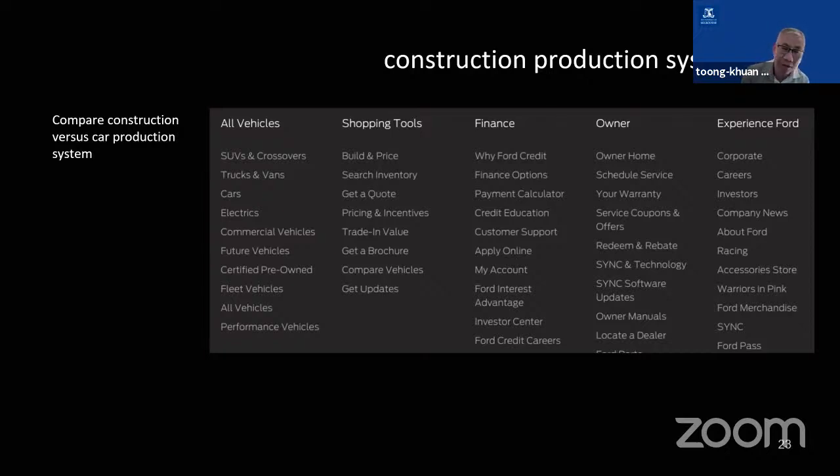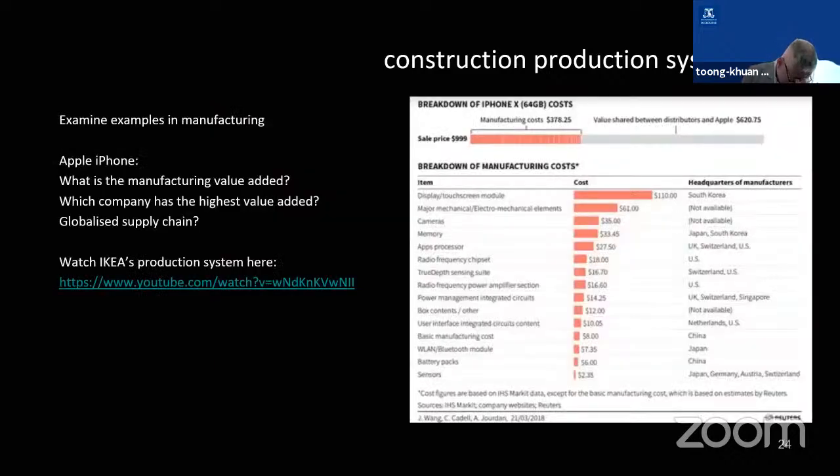Now, another point I want to make is when we compare another example in manufacturing, which is a couple of years old now, the iPhone 10. If you look at the total selling price of the iPhone 10 versus its manufacturing cost, the manufacturing cost is around $400, while the selling price is around $1,000. If you break down the manufacturing cost, you can see that the display is the most expensive, then you have other components, and you can see that the components come from all over the world. This is what we call the globalization of manufacturing. Many components come from where? If you look at the list, it's South Korea, Japan, UK, Switzerland, US.